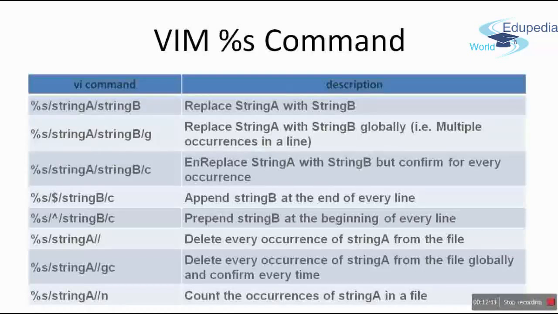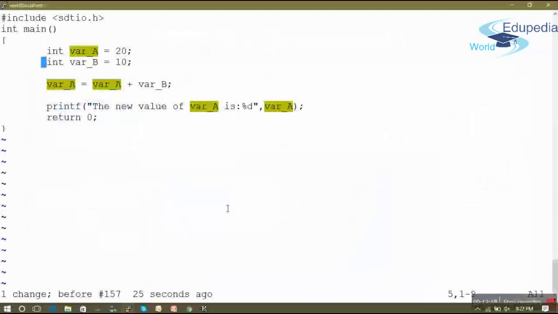Now suppose you want to append every line in the vi editor with a string. Suppose what I want to do is append two plus signs at the end of every line like this. If I want to do it manually, it will take me ages, but if I do it using the %s command, it will be quite easy for me.